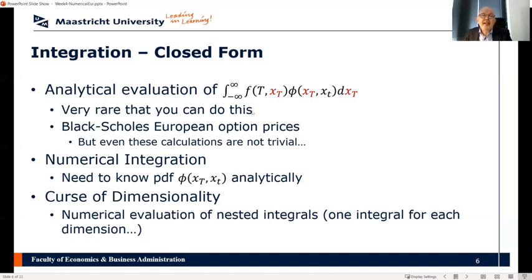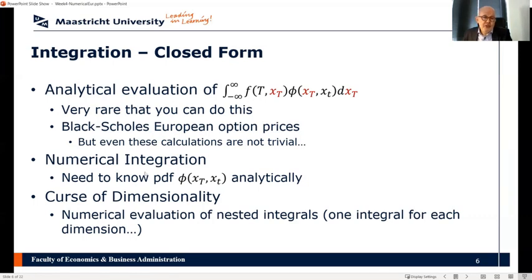This is very rare, that you can do this explicitly. The Black and Scholes model with European option prices is an example, but as you have seen, even those calculations are not completely trivial. So there already you have to use some tools out of your toolbox to do this integral explicitly.